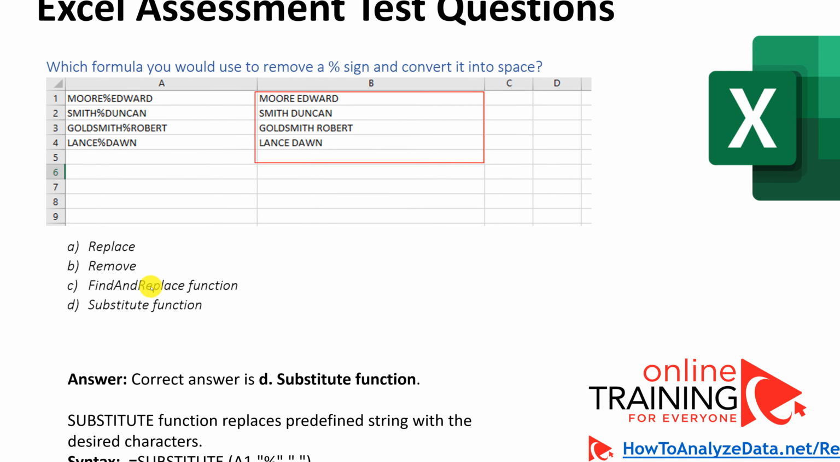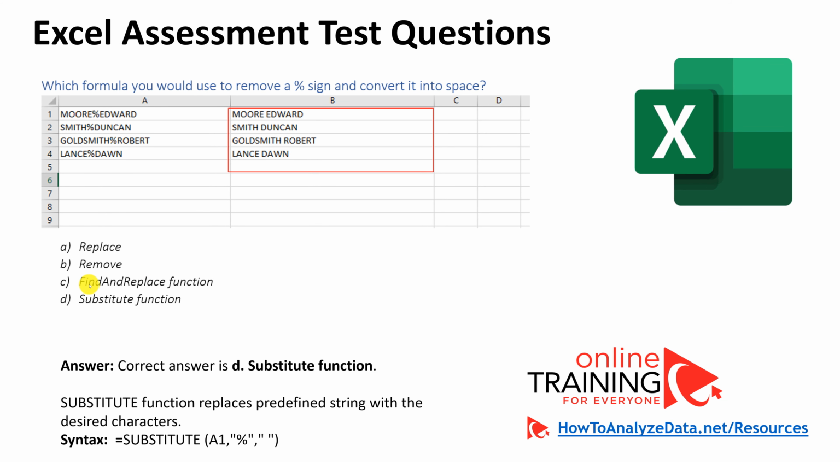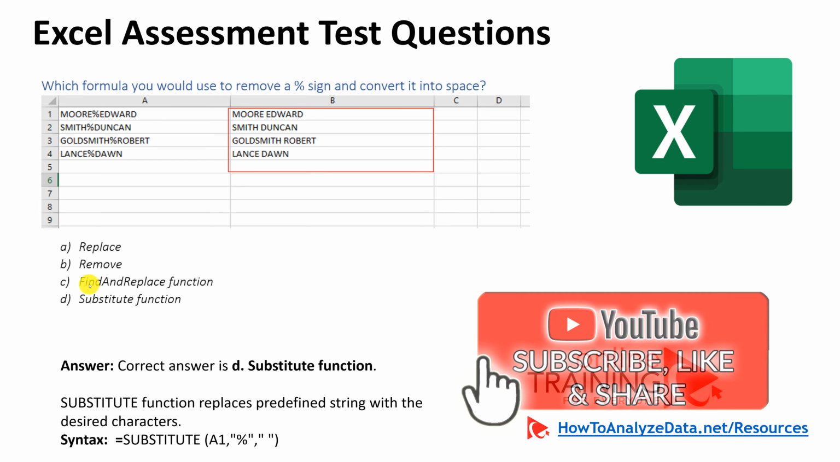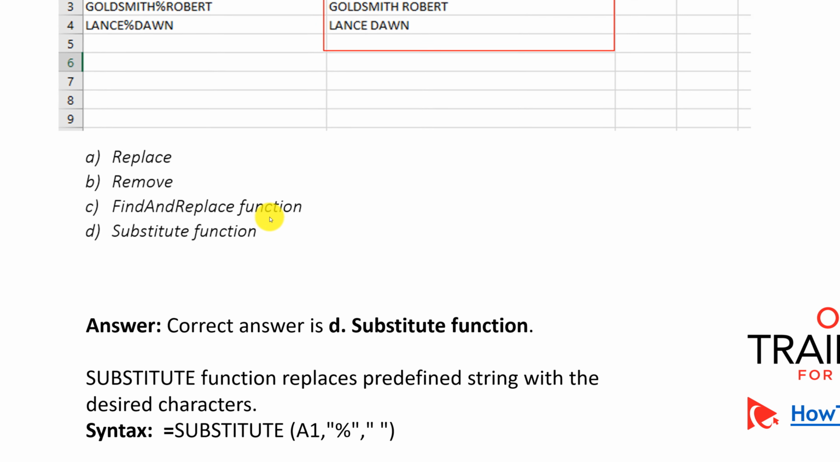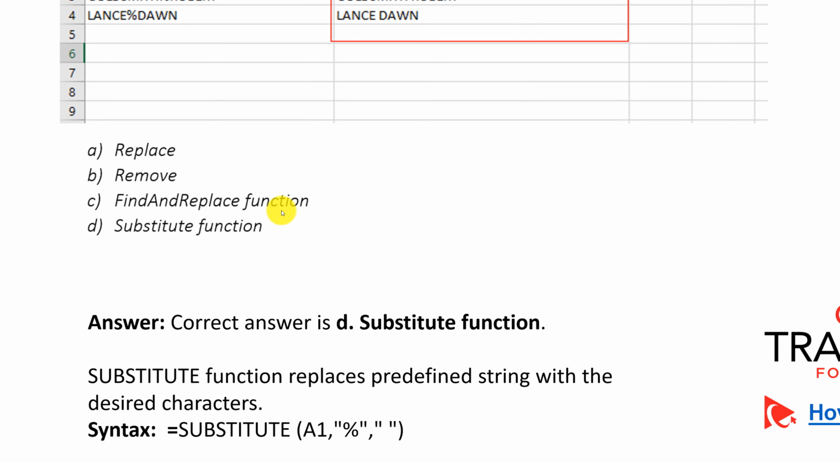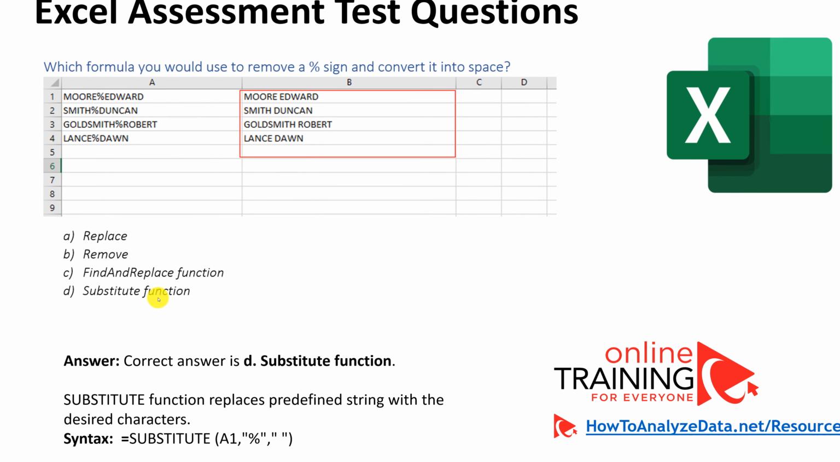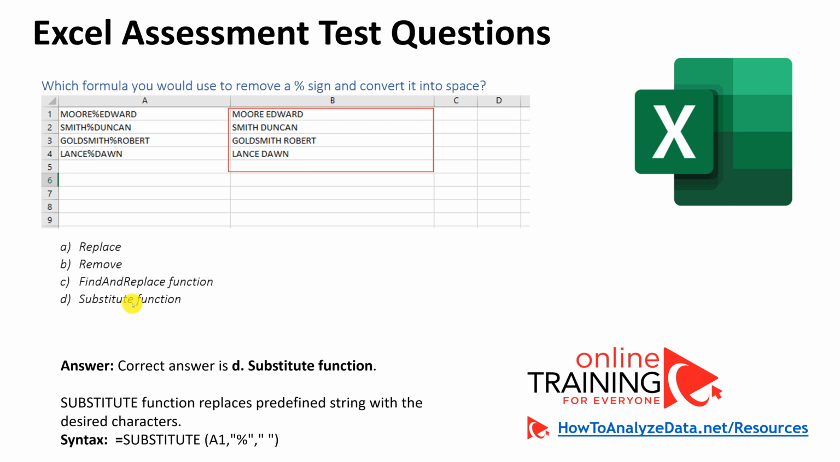The tricky part of this question is that there is also an option that looks very, very valid. For example, find and replace function. But find and replace is a functionality in Excel. There's no such function as find and replace. So you need to be careful and read the entire answer and make sure you're not making the mistake. The only function that exists is substitute, which can make this substitution of the percentage sign with the space.